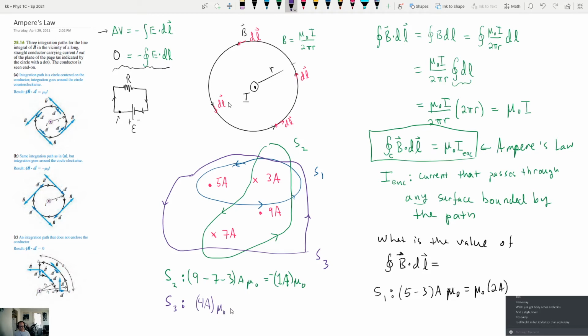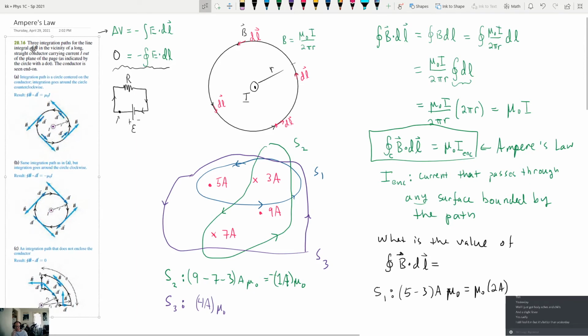times mu naught. Now let me say something about the direction of the path because it matters. It actually says it right here, so I don't want to waste time by drawing it. Let's look at this picture right here. So these are 3 integration paths for the line integral of B in the vicinity of a long straight conductor carrying a current I out of the plane of the page. The conductor is seen end on. So there's the conductor and there's the path. This is basically the same picture that I drew over here. So the magnetic field points tangent to the path. The dLs are also tangent to the path. And the value of this integral is positive mu naught I.